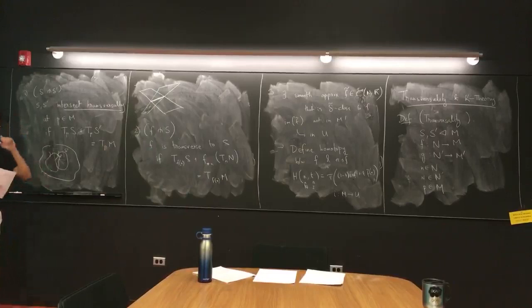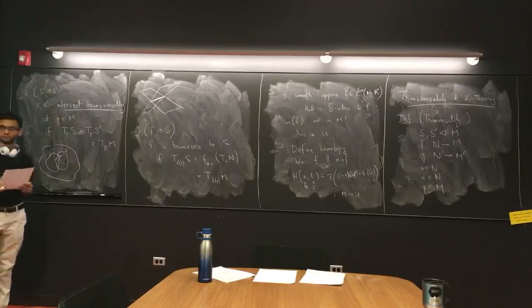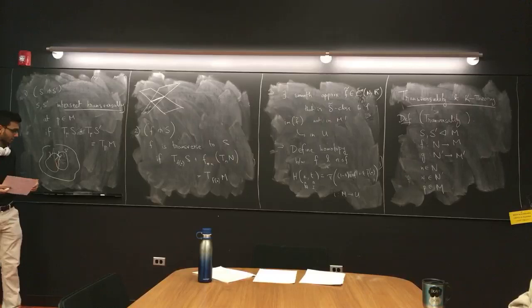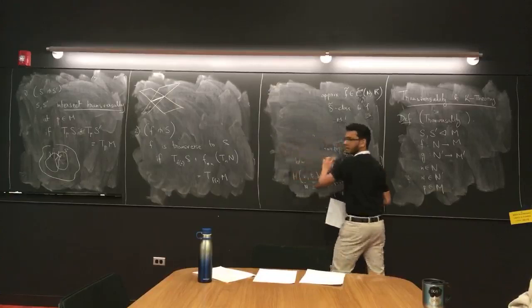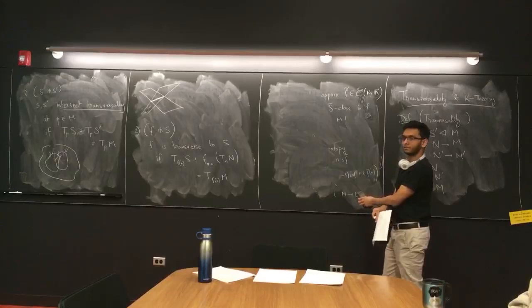Yes, exactly. Well, what can we say about the image? It's not necessarily a submanifold, it's just at a specific point. So if the image is a submanifold, it has to be transverse to S. So this is a slightly more general version. Yeah, exactly.